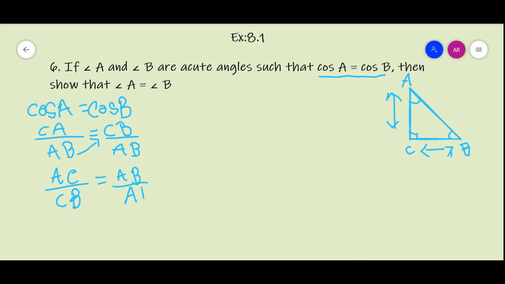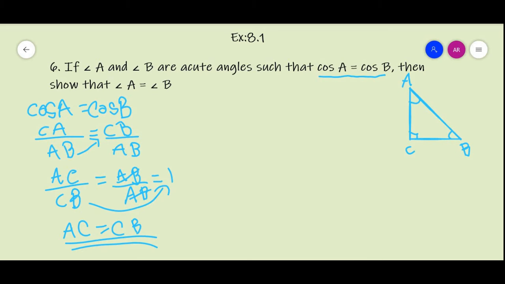Alright, so we have known that AC by CB is equal to AB by AB. So AB by AB we could actually cancel it and we can write it as equal to 1. Alright, so we have got AC by CB is equal to 1. So simply if you take this CB over here, we are going to get AC is equal to CB. Okay. So in here, this side AC and this side CB are equal.